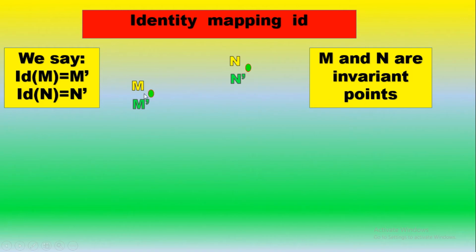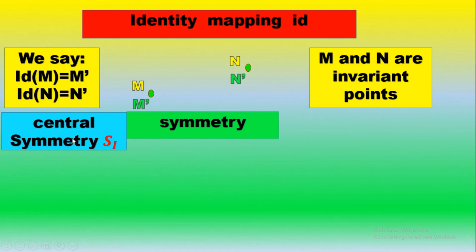The location of the image and the main point is the same. Well, what about symmetry? Symmetry is also a very important mapping that can be applied in transformation for planes. First, let's learn together what the central symmetry SI is.